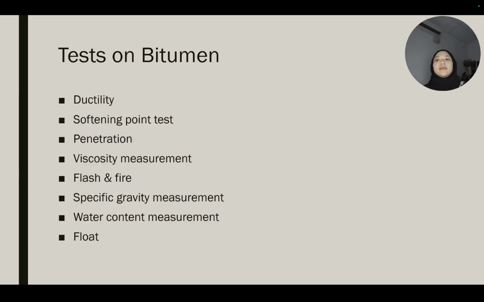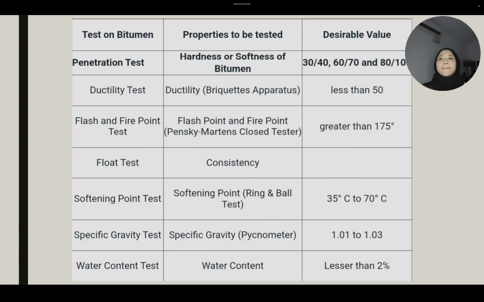There are many types of tests on bitumens, which are ductility, softening, penetration, viscosity measurement, flash and fire, specific gravity, water content, and float. So these are the types of tests on bitumens, the properties to be tested, and the desirable value.